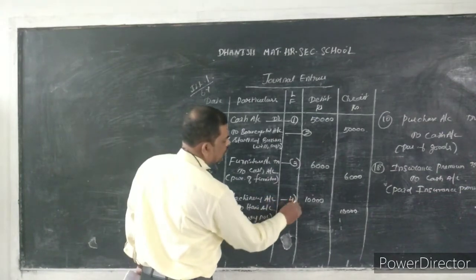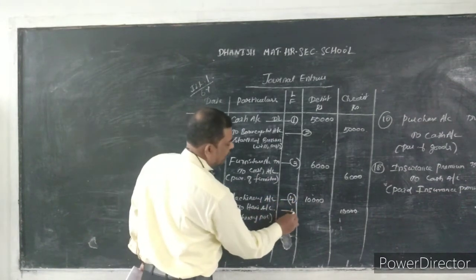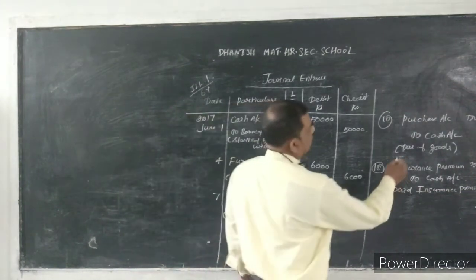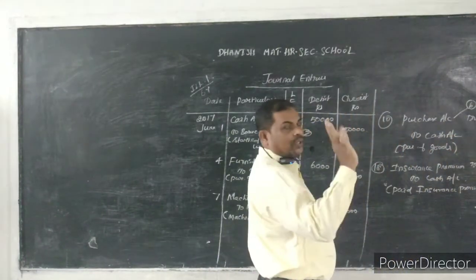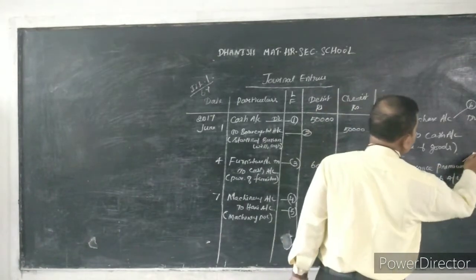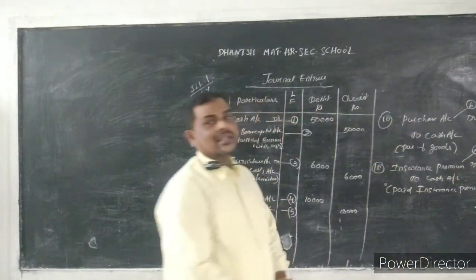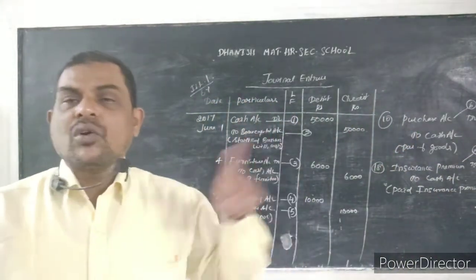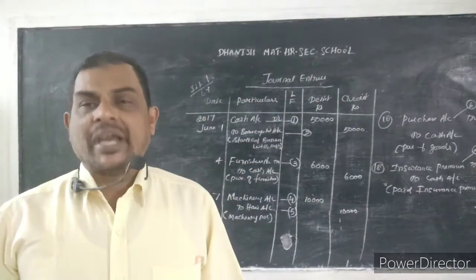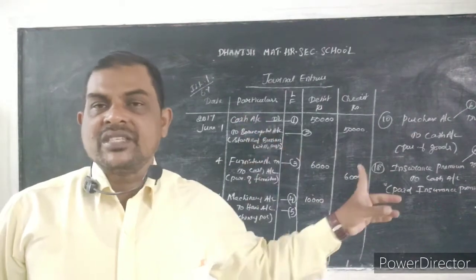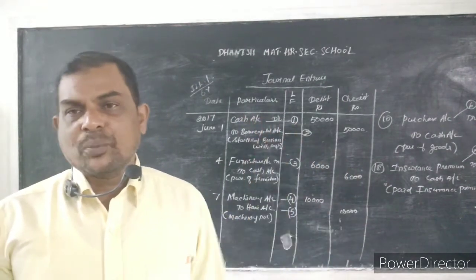So machinery is 4, Harish 5, purchase 6, here cash is there, don't number it again, insurance 7. So it means here totally 7 accounts will be there. So we have to prepare 7 ledger statements. 7 accounts are there, so 7 ledger statements we have to prepare.